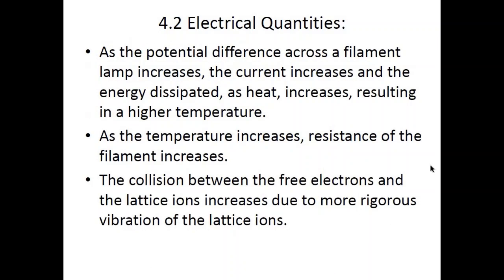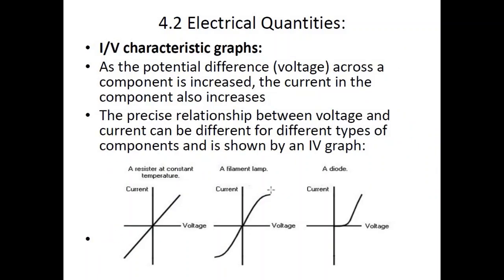As the potential difference across a filament increases, the current increases and the energy as heat also increases, resulting in a higher temperature, which causes the resistance to increase, and the collisions between the free electrons and the lattice ions increase due to more vibration of the lattice ions. This causes the graph at the end to become non-ohmic or non-linear.